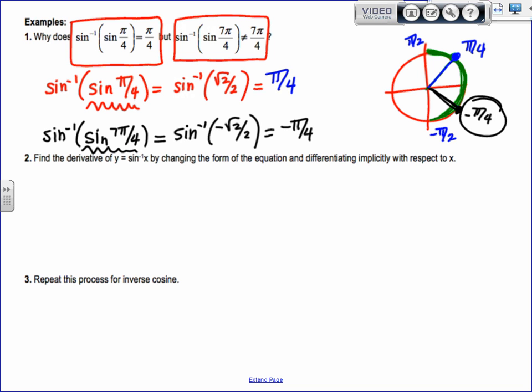That's where it's located. But if you did this on your calculator, if you do inverse sine of negative root 2 over 2, it is going to give you negative pi over 4. It's going to give you that one answer because there's only one value between negative pi over 2 and pi over 2 that gives you root 2 over 2 when you plug it in. Okay, so it has to be on that interval.